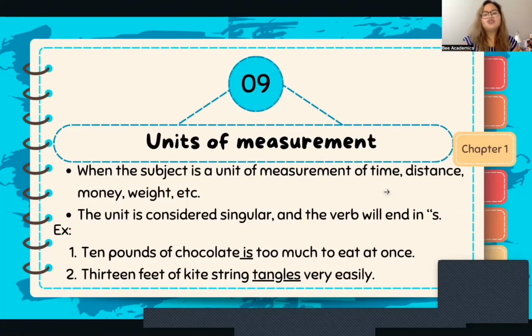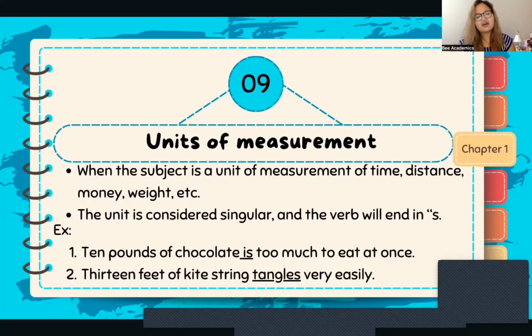Number 9, units of measurement. So when the subject is a unit of measurement of time, distance, money, weight, and more, the unit is considered singular and the verb will end in S, or we use the verb that ends in S. For example, 10 pounds of chocolate is too much to eat at once. 10 pounds of chocolate is too much to eat at once.